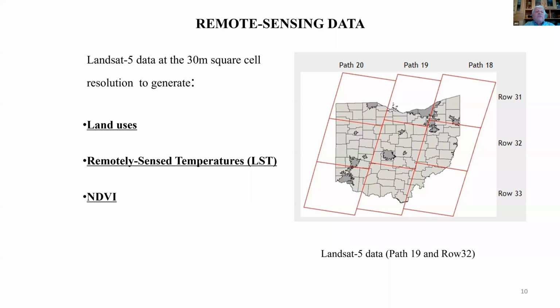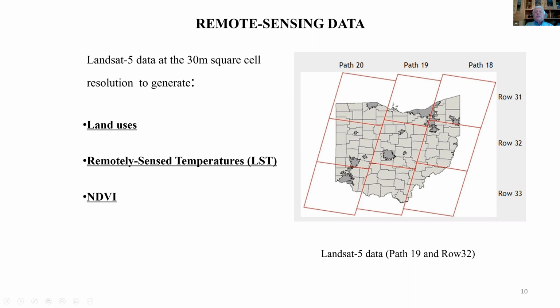Landsat is a satellite, 5, it's one generation of satellite, and it produces information for every 30-meter square cell on the ground. And you can see here, the location here is Columbus, and you can see that it's part of this path and location. And from this information, we derive land use, we derive remotely sensed temperature, and we derive what we call NDVI. It's an index of vegetation. So I'm going just to illustrate that information.